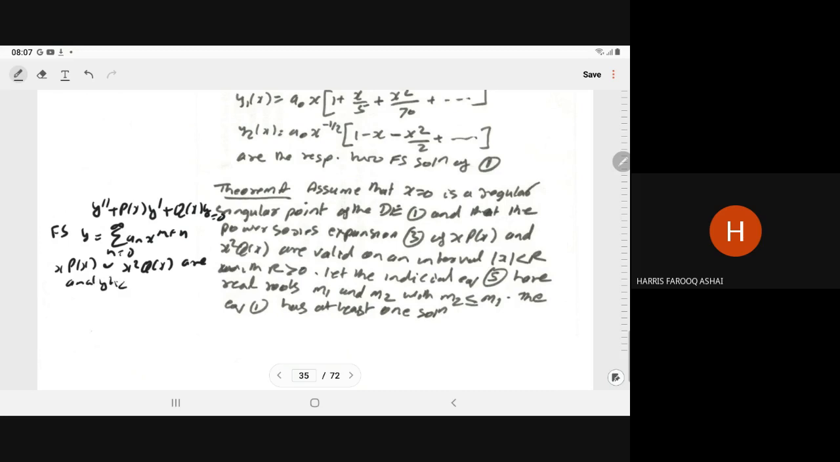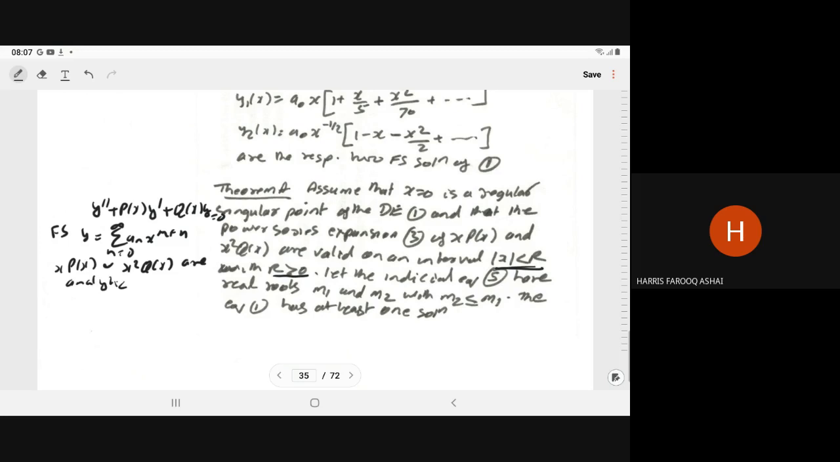They are saying that they are analytic because we can write xp(x) and x squared q(x) in a power series form. It means it is analytic in the interval |x| < r, where r > 0. It means r is what? The radius of convergence.